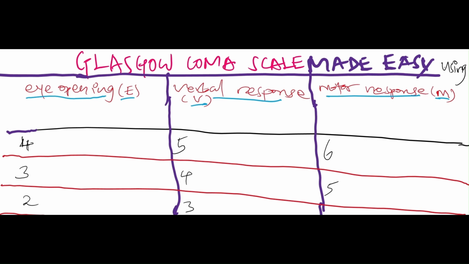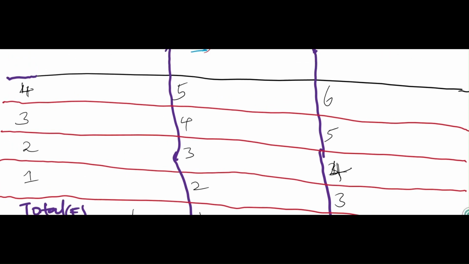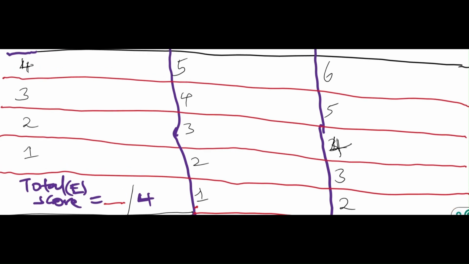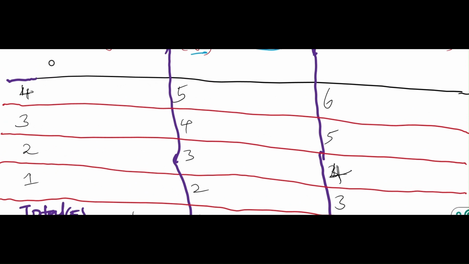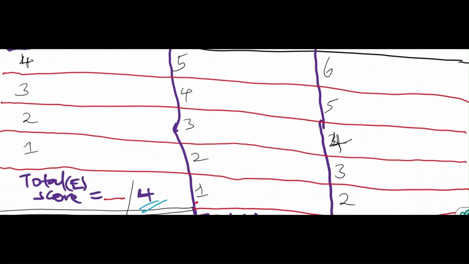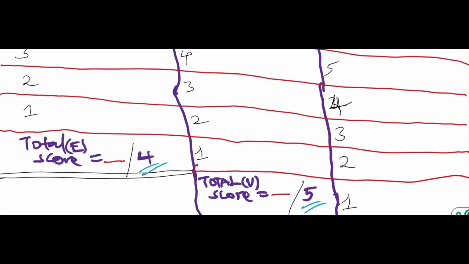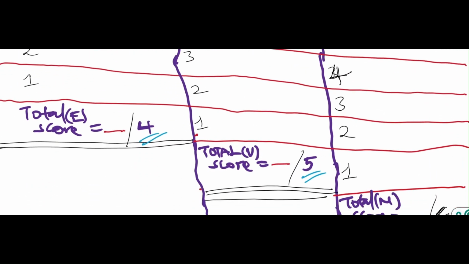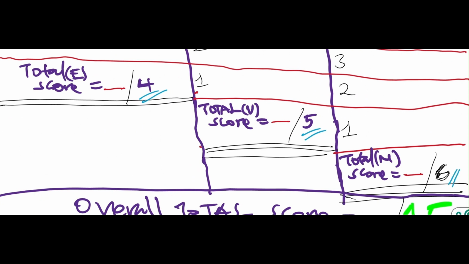Each of the three aspects has a total score. Eye opening has a total score of 4, being the total score of eye opening as an aspect used in neurological assessment in the Glasgow Coma Scale. Similarly, verbal response has a total score of 5. And lastly, the motor response aspect has a total score of 6.